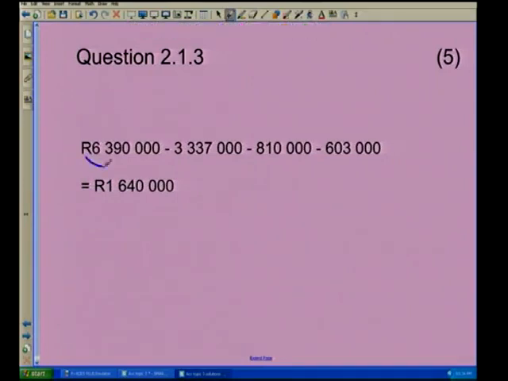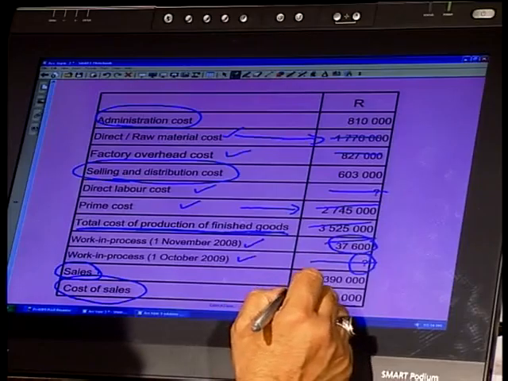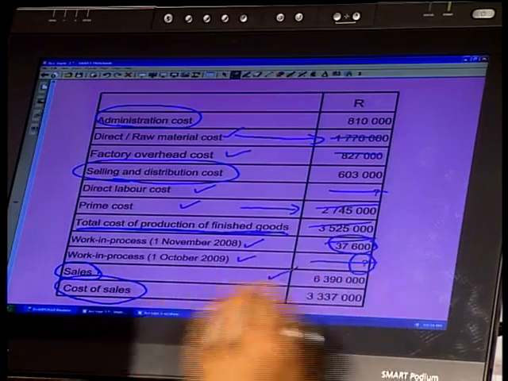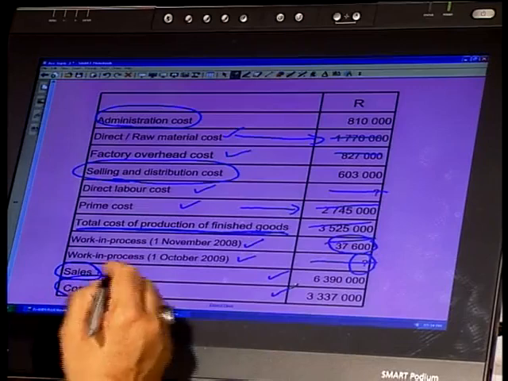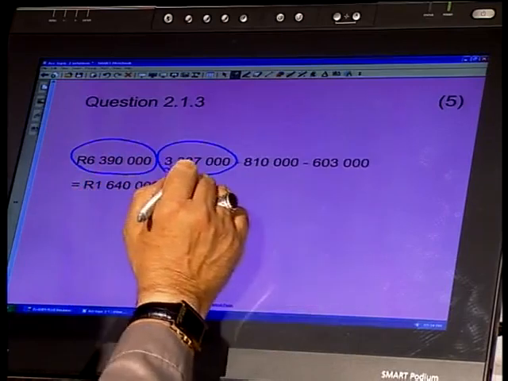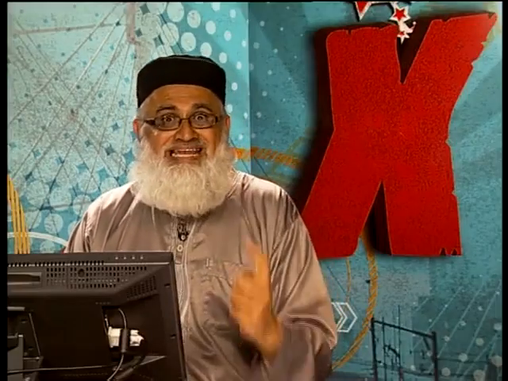Let's go to the question. It says, calculate your net profit. And what is that? It's your sales. Let's take that figure, my sales figure. We normally know that in order to calculate my gross profit, it's sales minus cost of sales. Got that? And if we look at that, there it is: 6,390,000. Now it's dealt with. There's my sales figure, I've worked with it, I've taken it into consideration. Less my cost of sales, 3,337,000. Sales minus cost of sales.